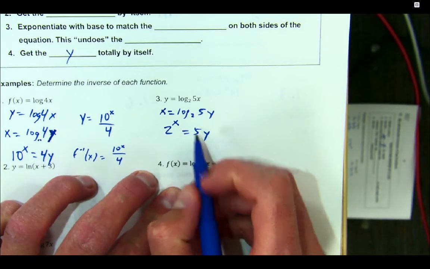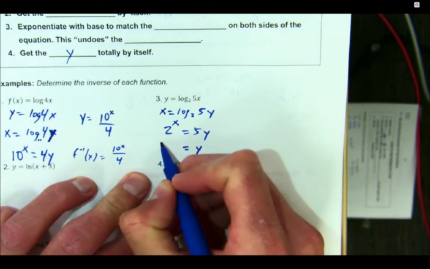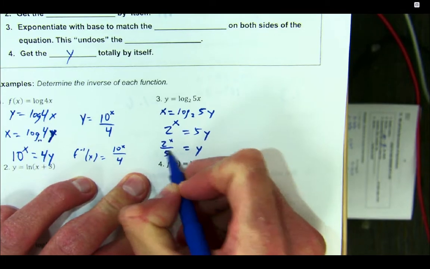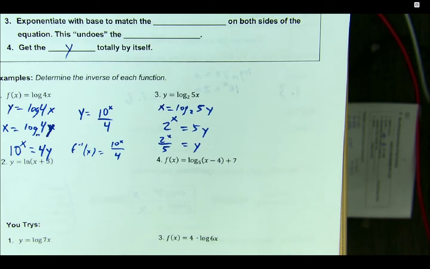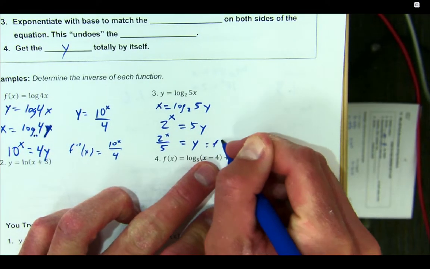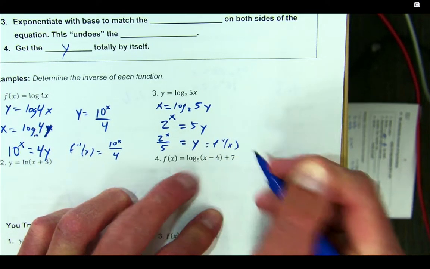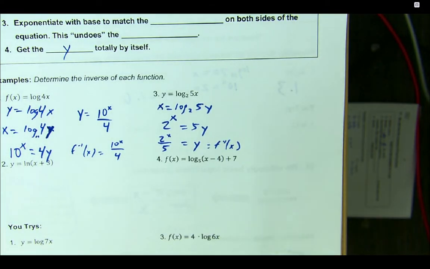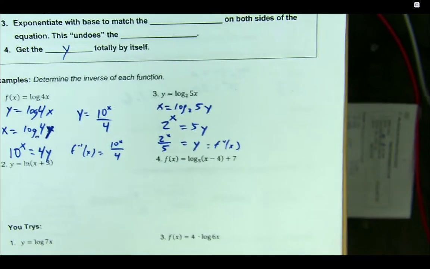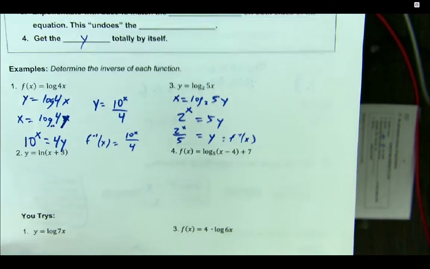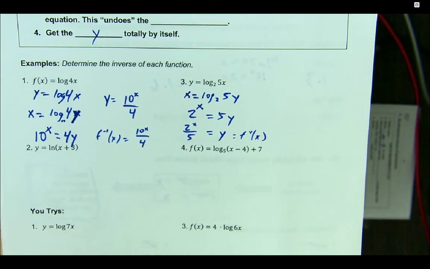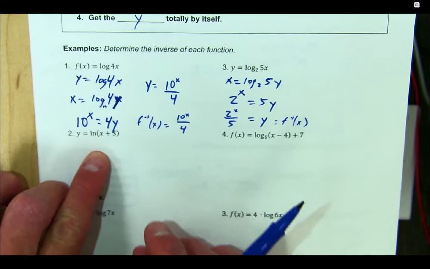And to get rid of times 5, you will divide each side by 5. So the inverse function, f inverse of x, would be 2x over 5. Okay? So kind of combining what we've done earlier this unit with what we've done even earlier than that with finding inverses. Okay? So they're going to get a little bit more complex here.